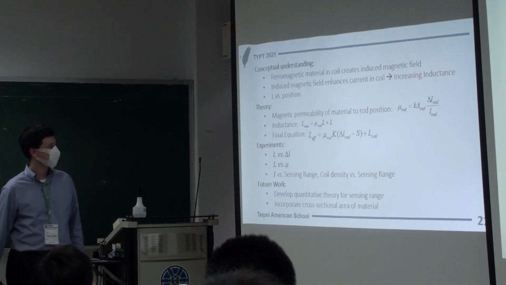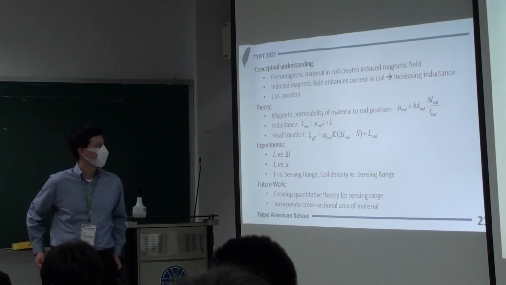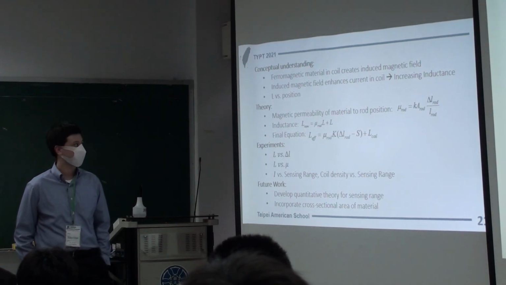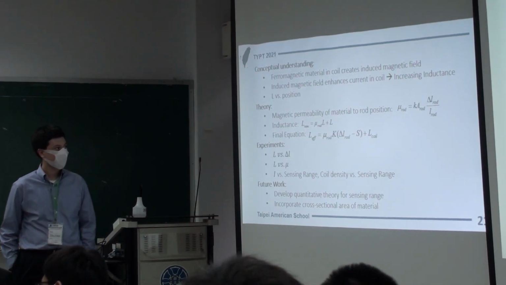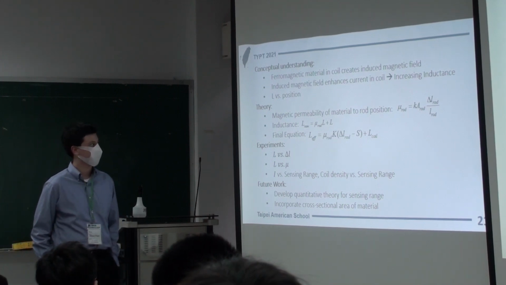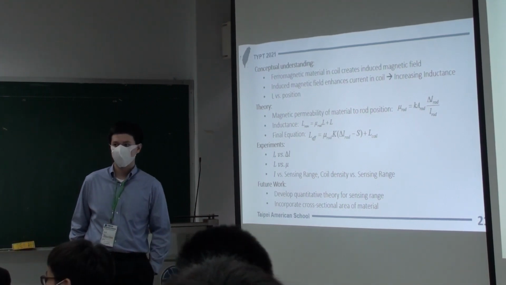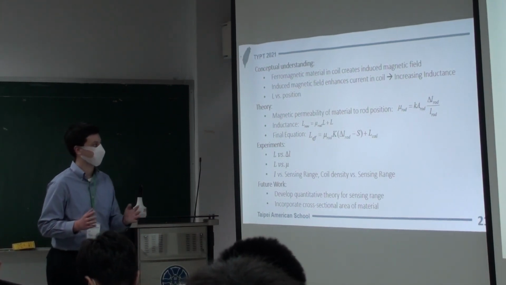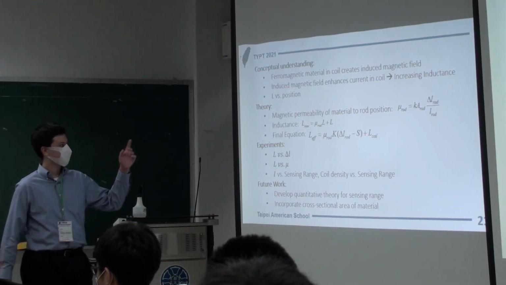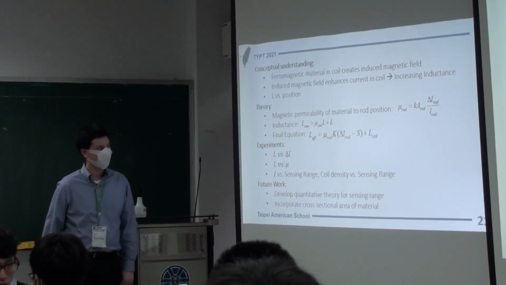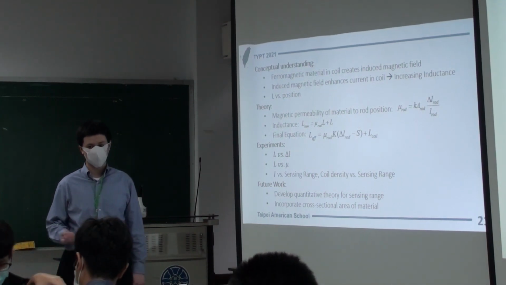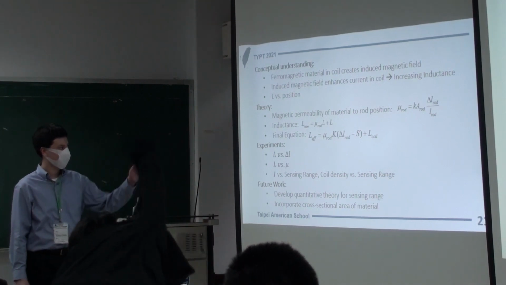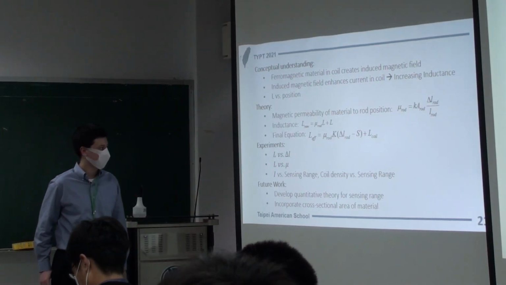So now as for our conclusion. To reiterate, the conceptual understanding is that the ferromagnetic material in the coil creates an induced magnetic field, which enhances the current in the coil, which increases the coil's inductance. We are able to measure this inductance versus the positions of the rod inside the coil. We saw that the magnetic permeability of the material versus its position was a linear relationship, and we were therefore able to derive a final equation for the change of inductance versus time.